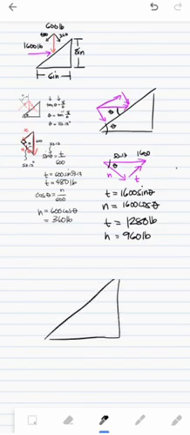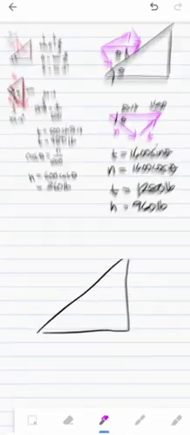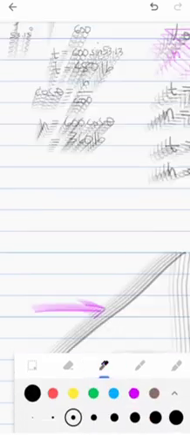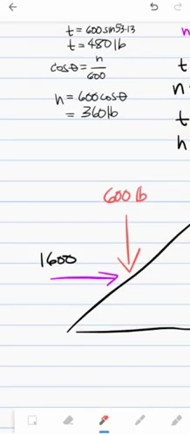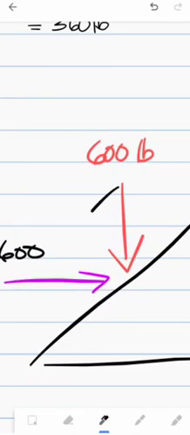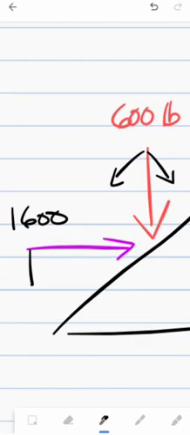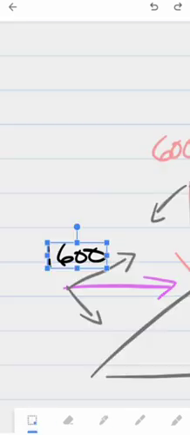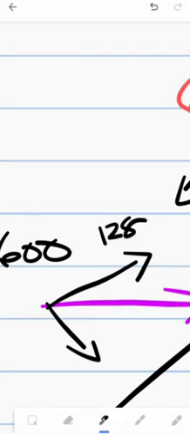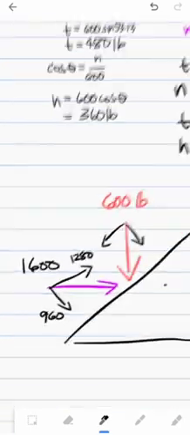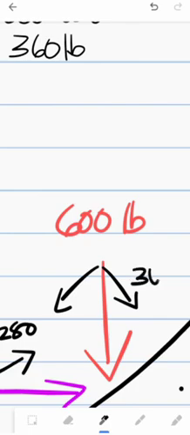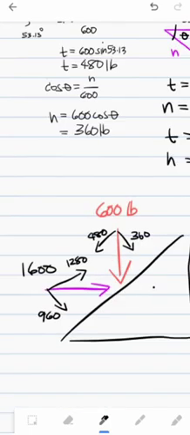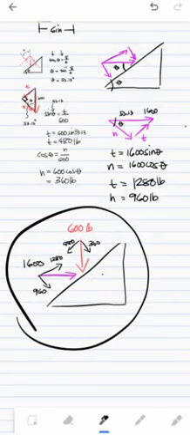So in summary, this is our 1,600-pound force, and this is our 600-pound force, and the normal and tangential components are these. For the 1,600, this is 1,280 and this is 960, and for the 600, this is 360 and 480 pounds. So this right here is the answer to our problem.